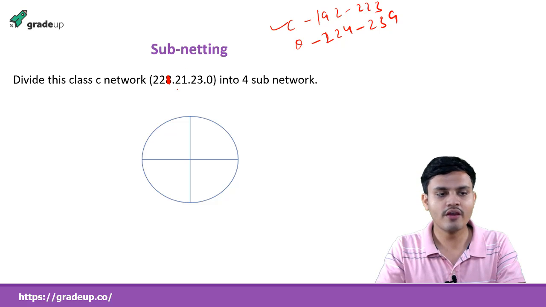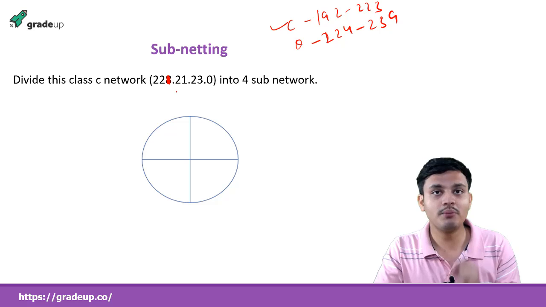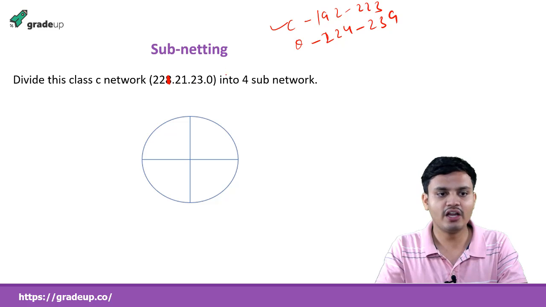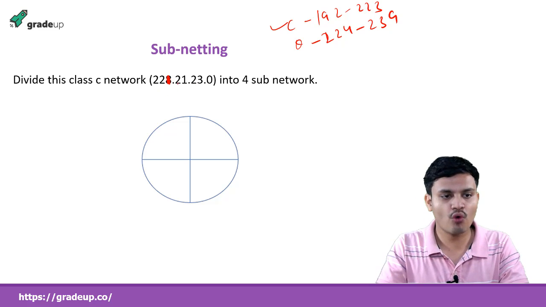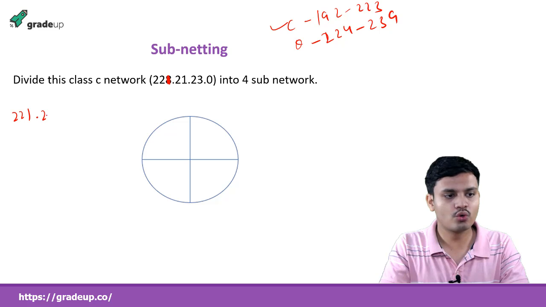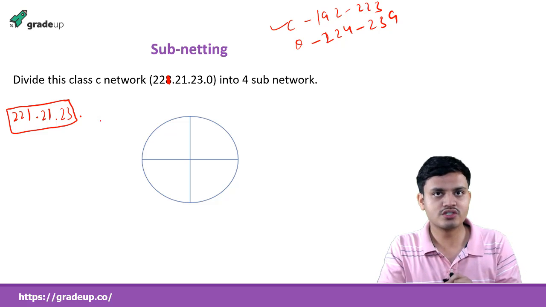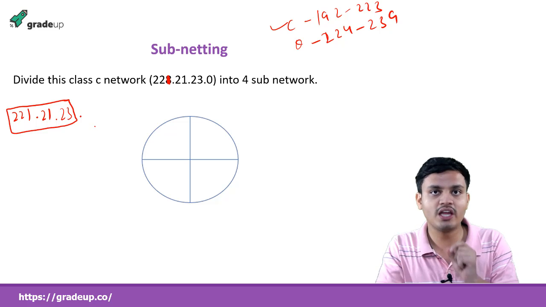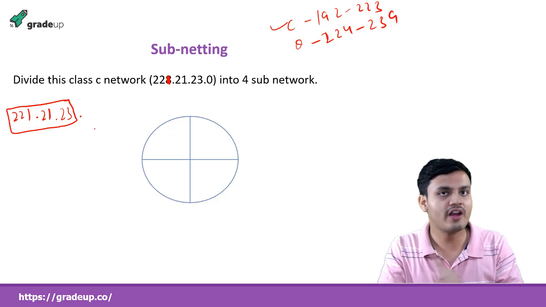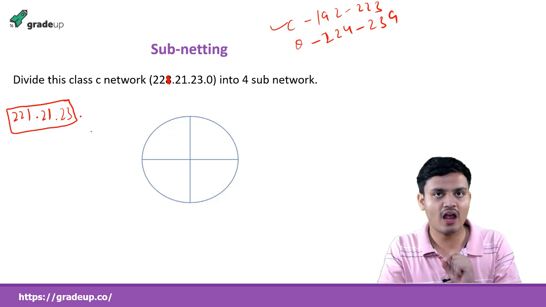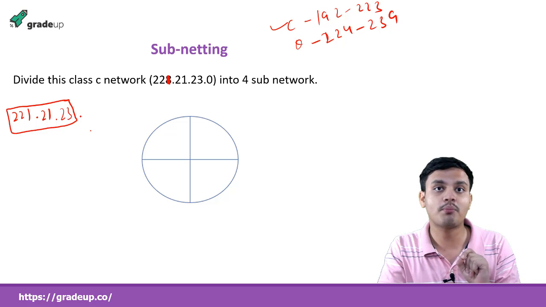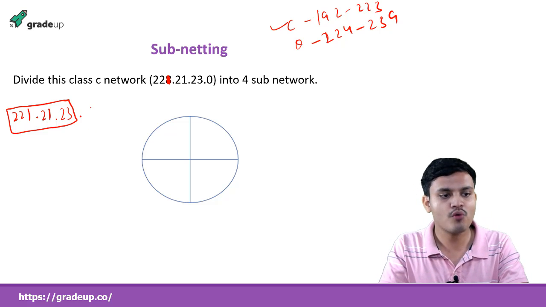In class C, how many bits are used for network ID and host ID? 24 bits are used for network ID and 8 bits are used for host ID. 221.21.23, these bits are not going to change. You need to change only the last part, because to increase the subnets you are going to take the bits from the host ID part, not the network ID part. Remember that. When we see supernetting, I will tell you that we need to take bits from the network ID part there, but here we need to take the bits from the host ID part.